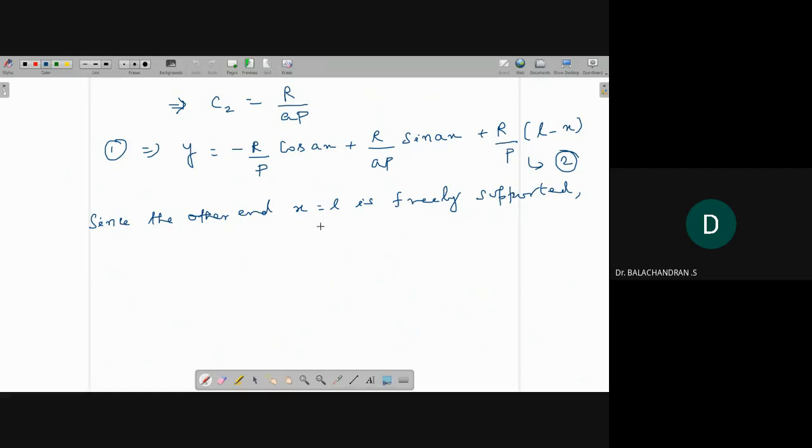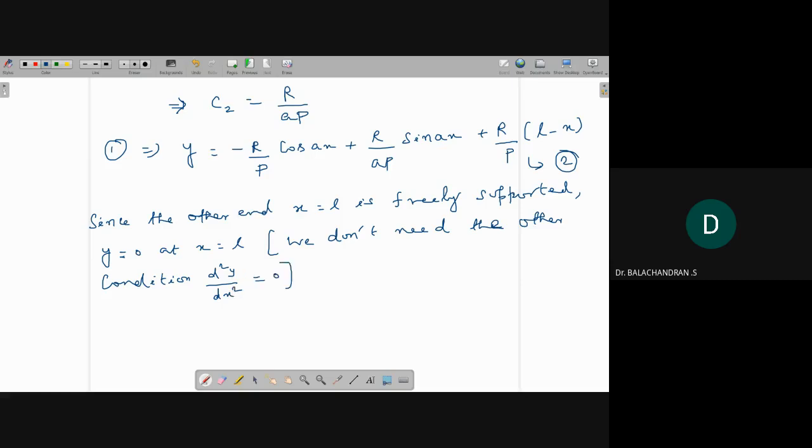Since the other end x is equal to L is freely supported, y equal to 0 at x is equal to L. And I don't need the second condition, we don't need the other condition, d square y by dx square equal to 0.